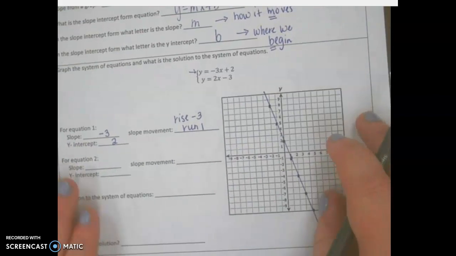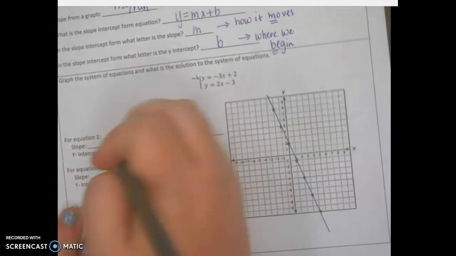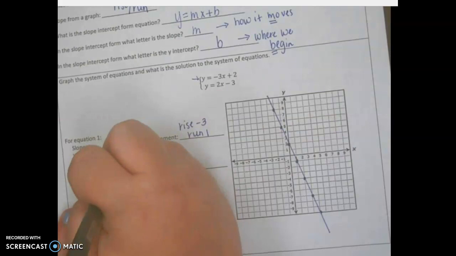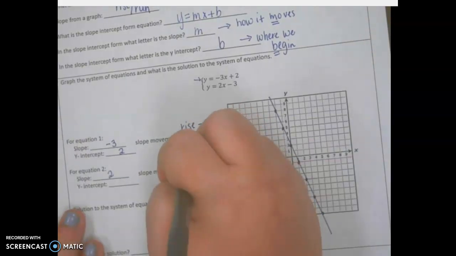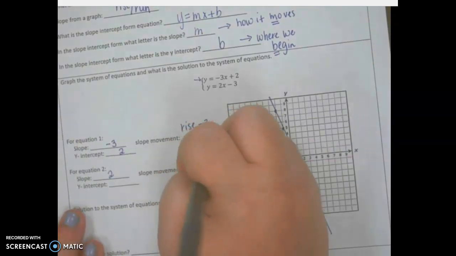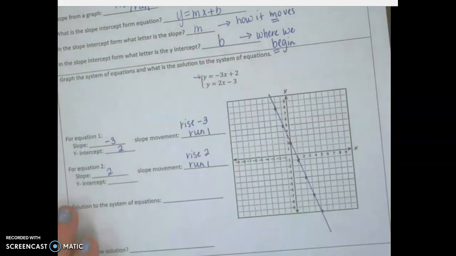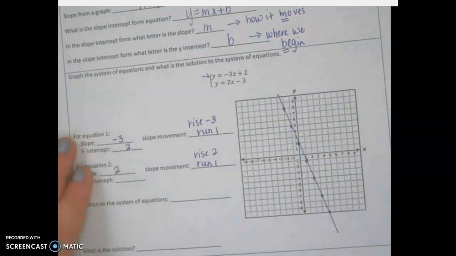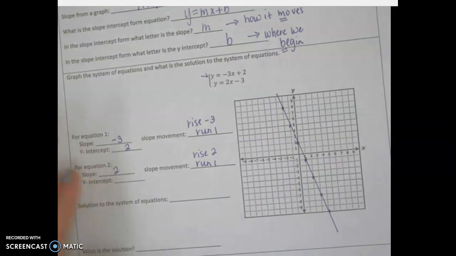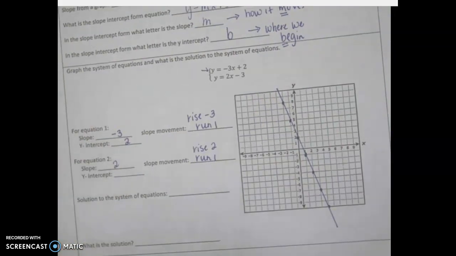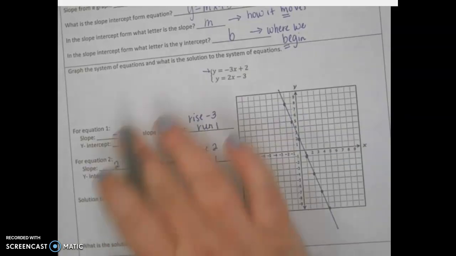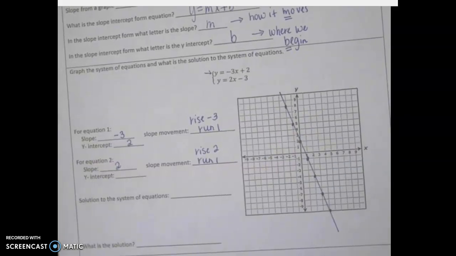Let's look at our second equation. Second equation has a slope of 2. So our movement is to rise 2 and run 1. Now remember, if they have the same slope, that's one of our special circumstances. They're either going to be parallel or they'll be the same. So just be sure you're paying attention. So this we know they will intersect somewhere.